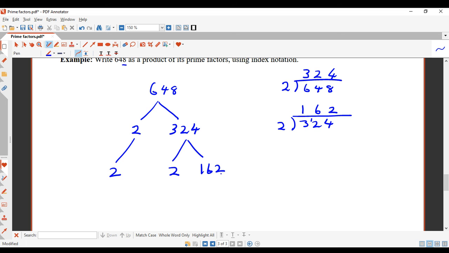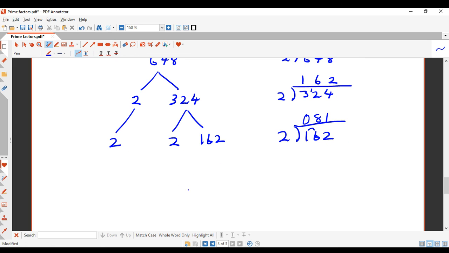This 2 comes down here. Now 162 is an even number again because it ends in 2. So I'm going to divide that by 2 again. 2's into 1 goes 0, and I link up the 1 and the 6. 2's into 16 goes 8, and 2's into 2 goes 1. So 81. So I can split up the 162 into 2 times 81.